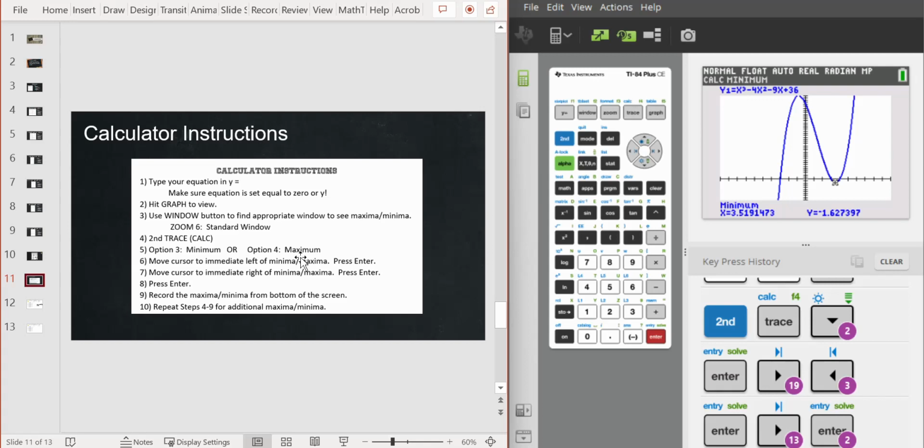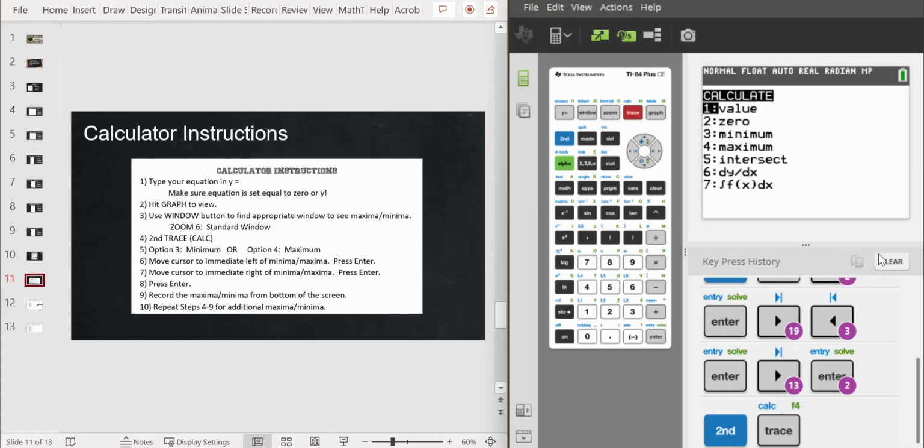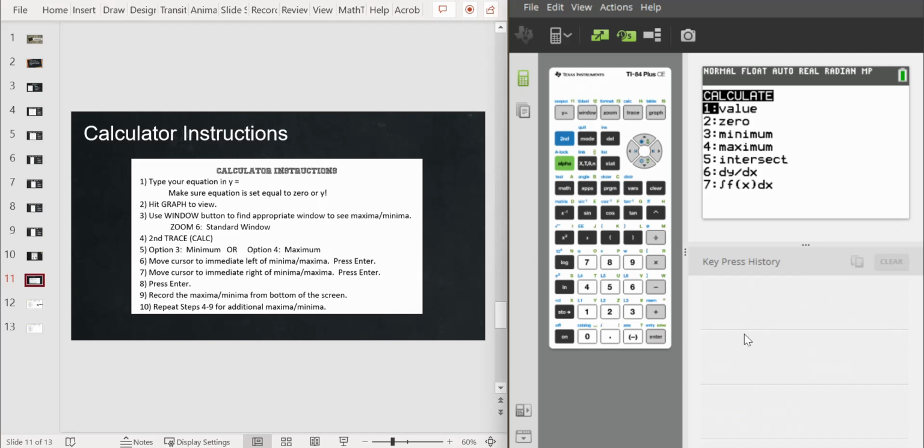Okay, betting you paused or you just waited through that very awkward silence. So I'm going to go identify that maximum. So again, I'm going to click second and I'm going to click trace, just like last time. Clear my key press. You guys can see what I'm going through. And then I'm going to go max.